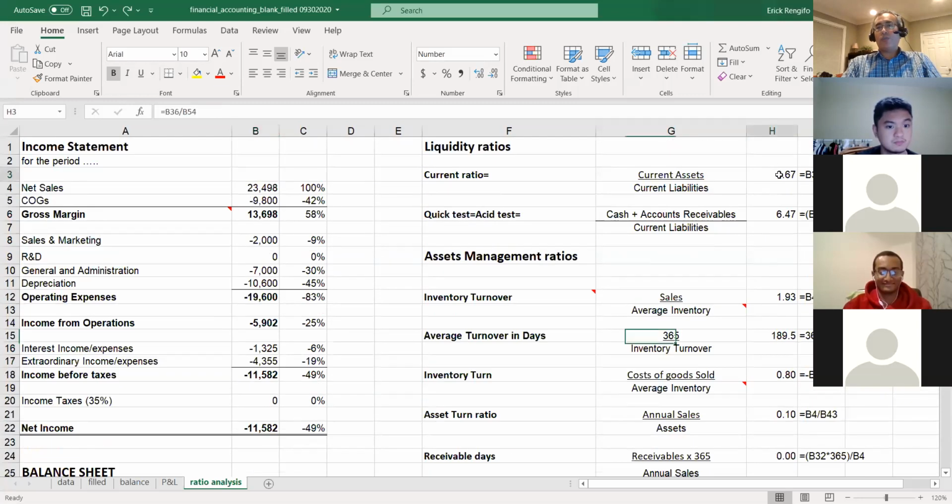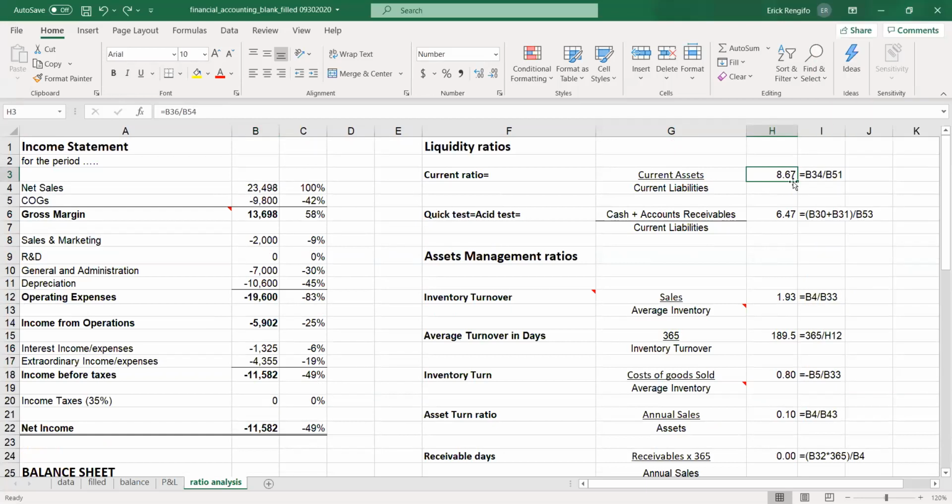You agree? So that's why your current ratio, guys, here equals 8.67. So what is the meaning of 8.67? It is that your current assets cover 8 times your current liabilities. So you are very well protected.